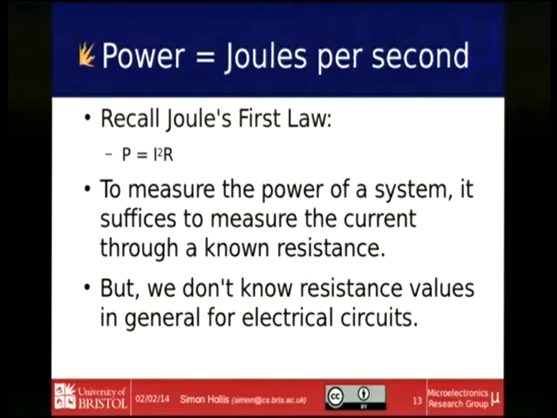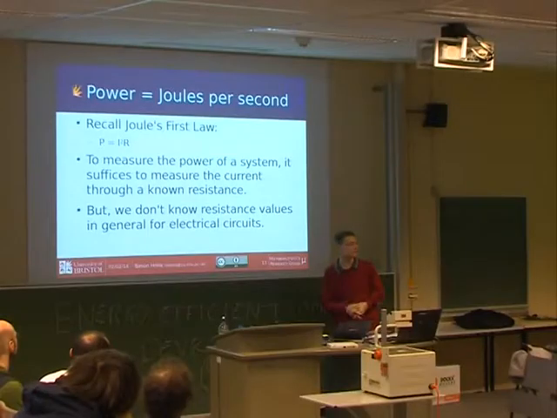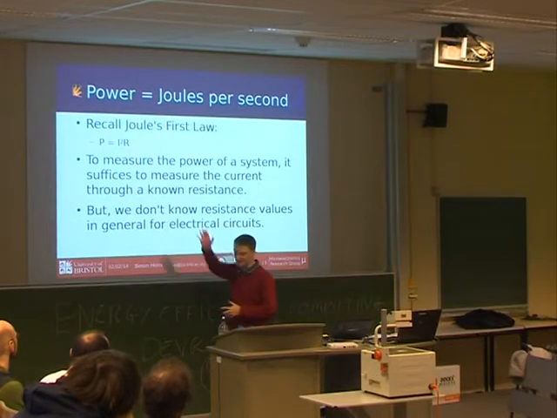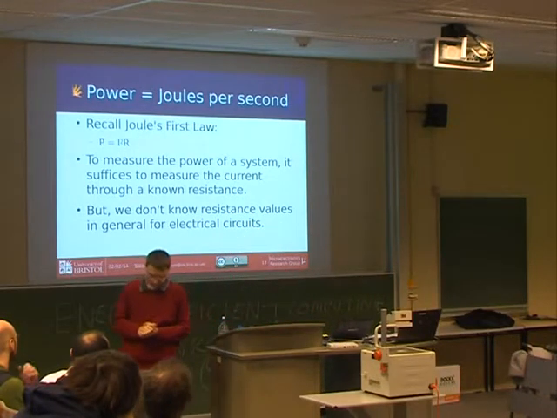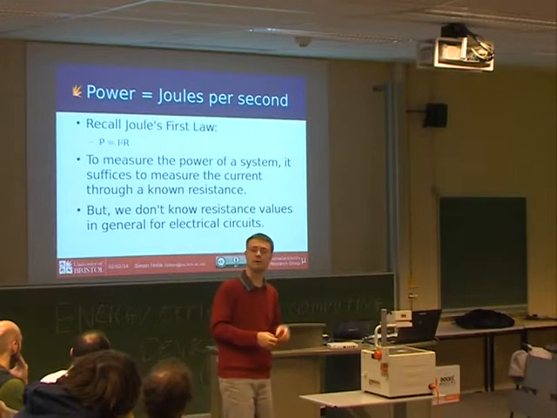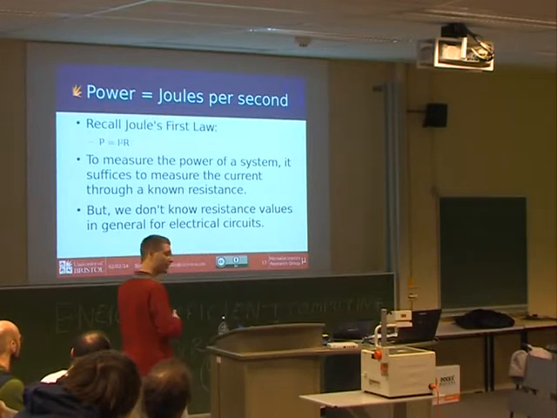So we're going to just recall a little bit of schoolboy physics. We've got Joule's law first of all, which says the power of my system is the current squared times the resistance of the system: P = I²R. So if I have current and resistance, I can work out power. If I can fix the resistance, which is probably what I want to do in this scenario, then I only have to measure current. I measure one thing, and I can work out the power of the system.